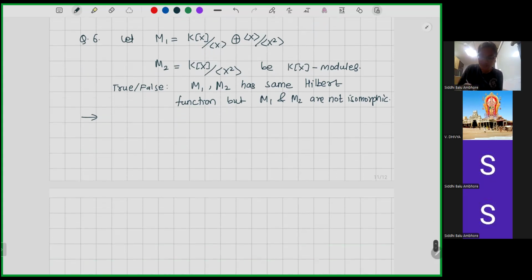Note that M2 is cyclic. This M2 is generated by 1 bar in K[x] over (x square), over K[x]. Is this clear? The one generates this entire module M2. The one generates the whole ring over itself as a module. Is that okay? Similarly, this M2 is a quotient ring, and this 1 bar in this ring generates this module M2 as a K[x]-module.